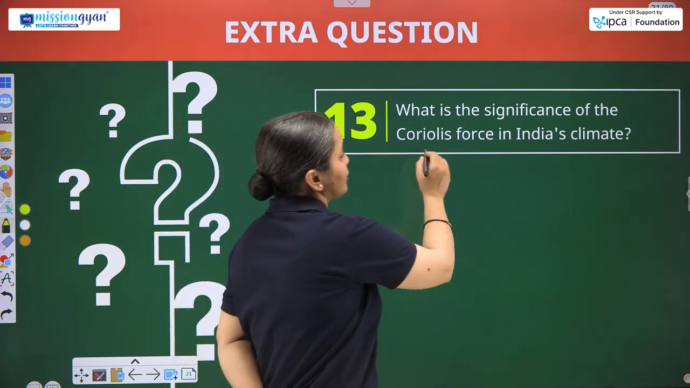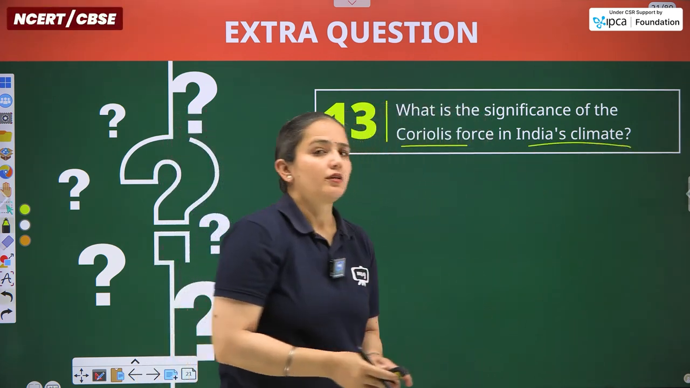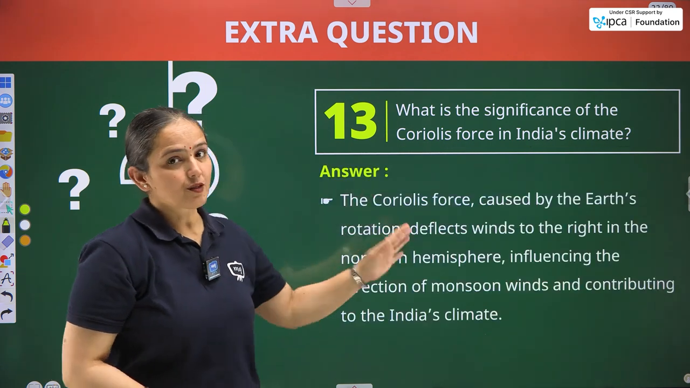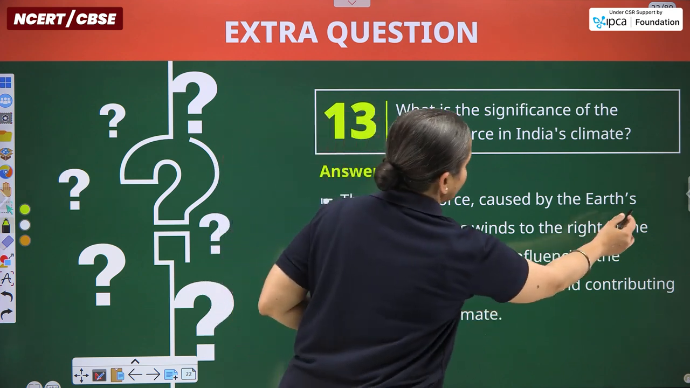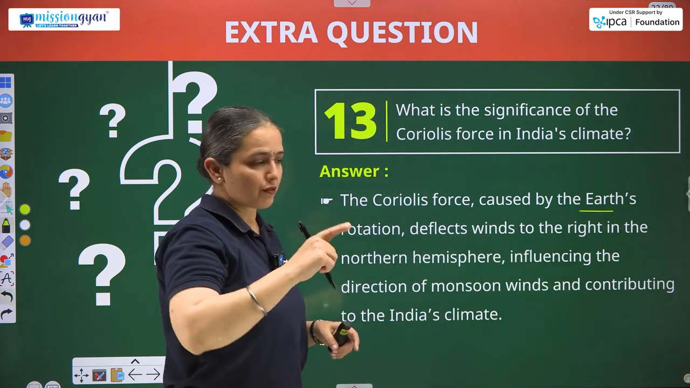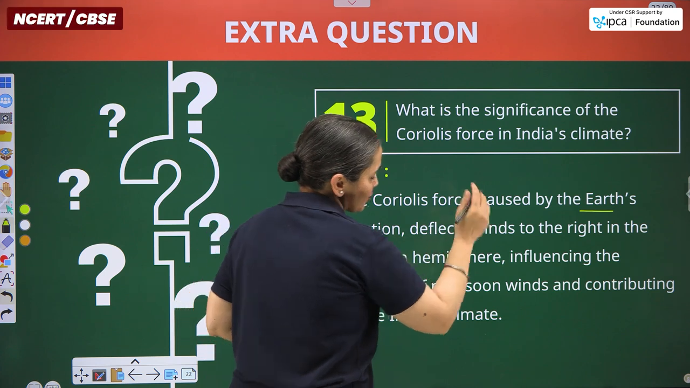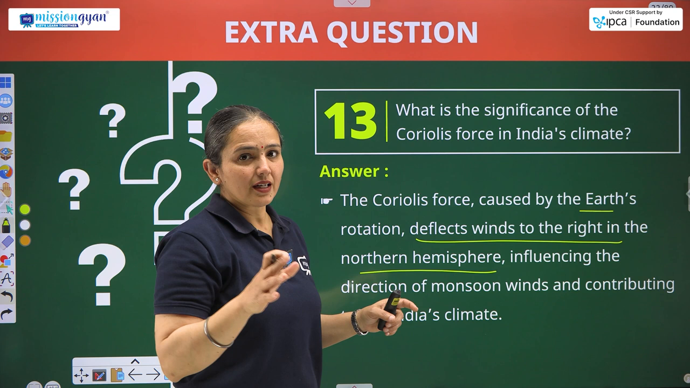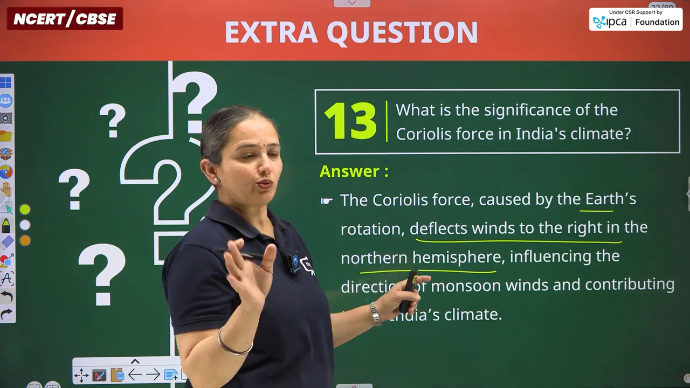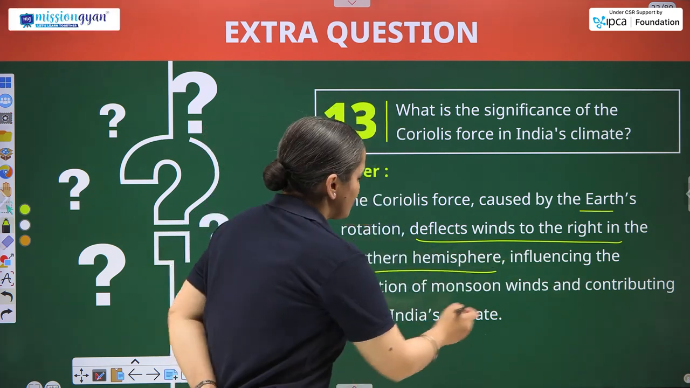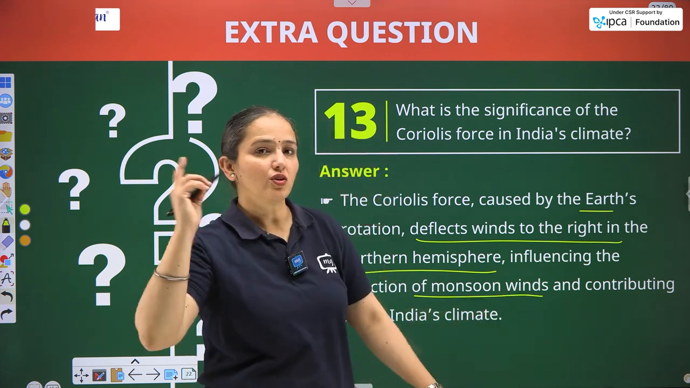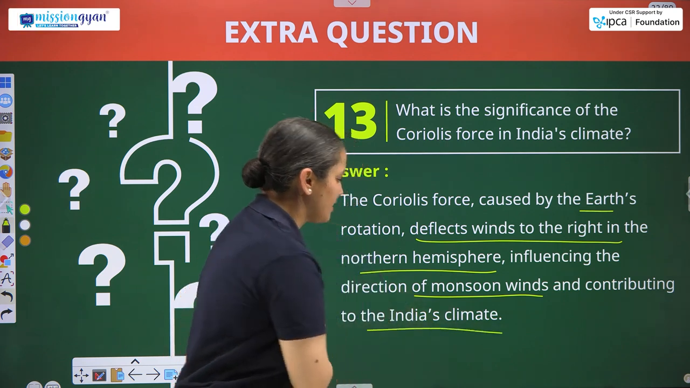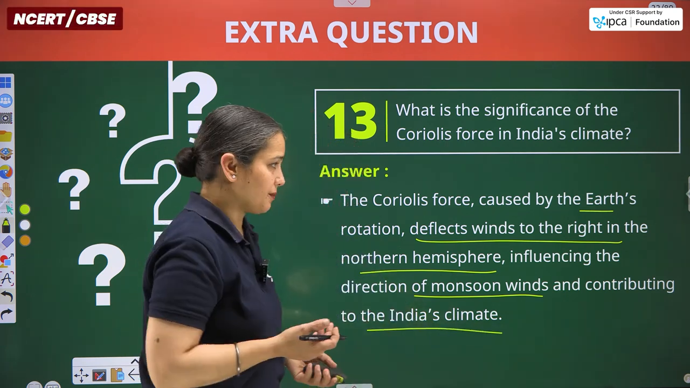What is the significance of the Coriolis force in India's climate? Does it bring rain? Yes, but let me consider this answer for you. The Coriolis force is caused by the Earth's rotation. According to this force, the winds get deflected to the right in the northern hemisphere, and India lies in the northern hemisphere. So it influences the direction of monsoon winds as they get deflected towards the right, contributing to India's climate by ultimately giving rainfall.